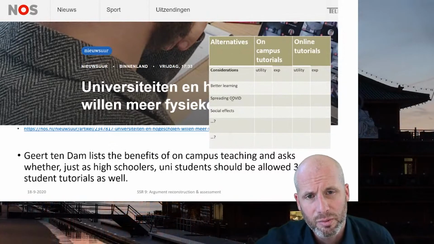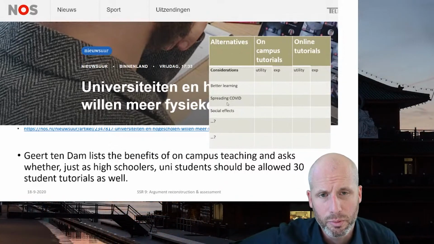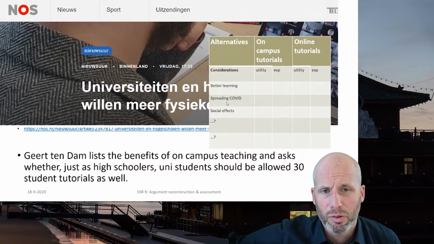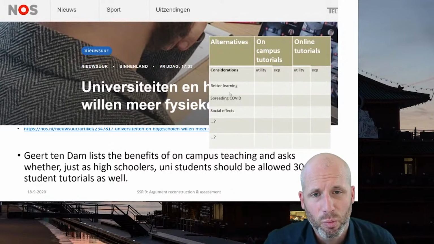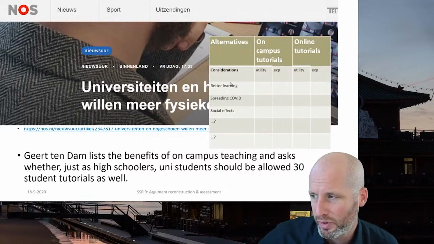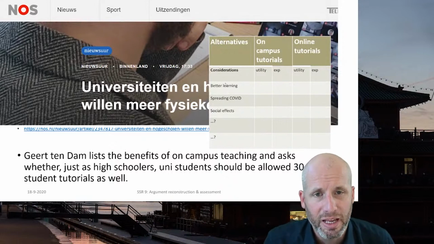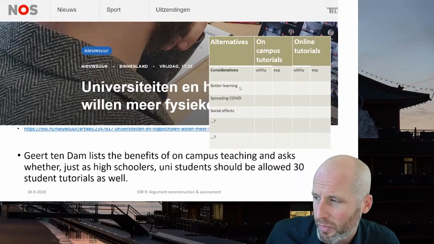So she makes a comparison between students at university and people in high school. And well, people in high school are more reliant on their parents and their families when they're actually at home and not in school. So that there's different effects to consider as well, which go beyond just the effects on COVID and learning of the students involved, but have other social implications that perhaps you should consider as well in this form of practical reasoning.